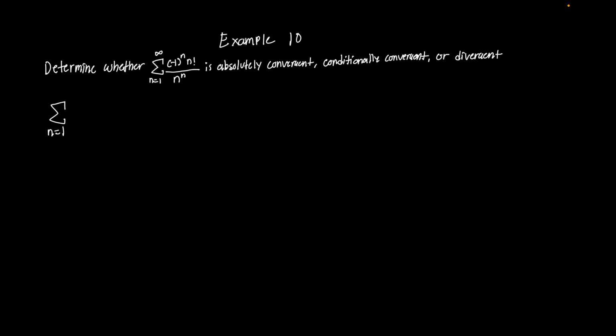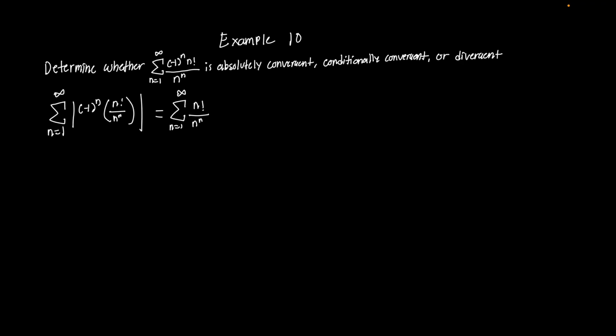So we have the series from n equals 1 to infinity of the absolute value of negative 1 to the n times n factorial over n to the n. We take the absolute value of all this, and the negative 1 to the n just cancels out. So we're just left with the series from n equals 1 to infinity of n factorial over n to the n. Now we have a factorial, and that should scream ratio test.